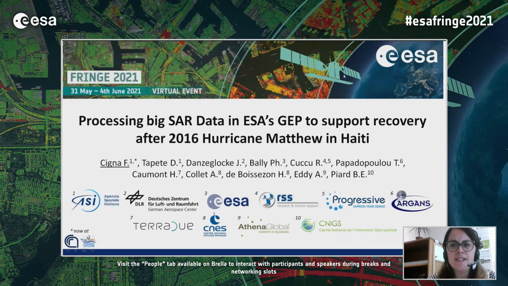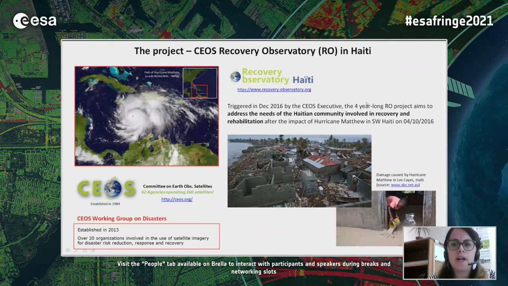So this work was kicked off and run in the framework of the so-called Recovery Observatory Haiti project that was triggered at the end of 2016 by the Committee for Earth Observation Satellites to respond to the need of the Haitian community after the impact of Hurricane Matthew that hit Haiti as a Category 4 hurricane in October 2016. As you can see from the photographs, the impacts and the damage caused by the hurricane was huge.